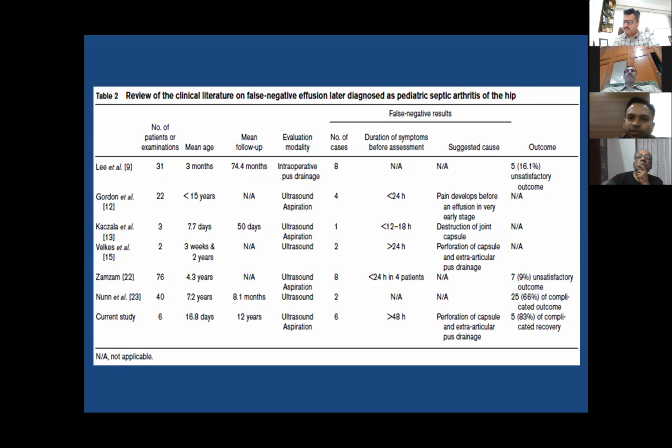These are the various studies which have documented various reasons for the same. In this study, the presentation was less than 24 hours, and there was no effusion, only pain. And these two studies have shown that there is a perforation of the capsule, which could be the cause for scanty effusion.